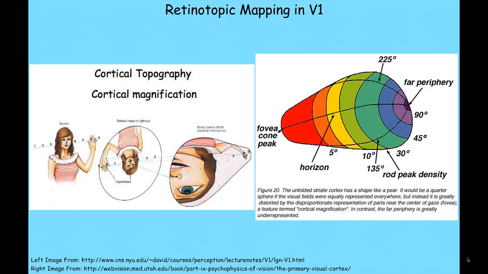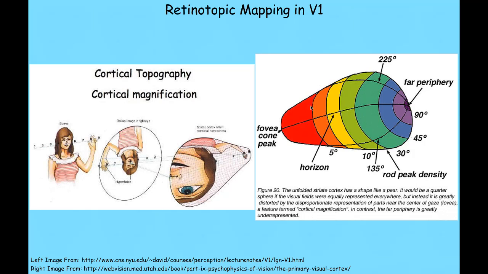So the lateral geniculate nucleus, as well as V1 in our visual cortex, have this retinotopic mapping. It's not a one-for-one mapping of the visual field, because the resolution for the foveal area is much, much better than the resolution as you move away from the foveal area. And here are two different ways of getting at that point. They imagine if you unfold the striate cortex, it's going to have a shape, they say, like a pear.